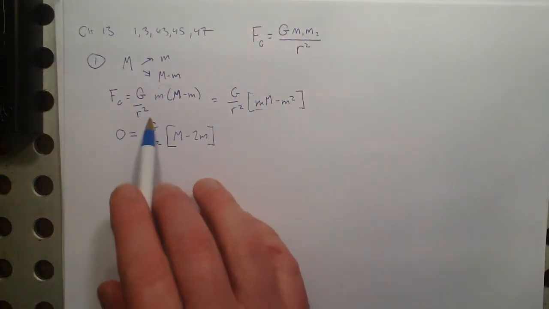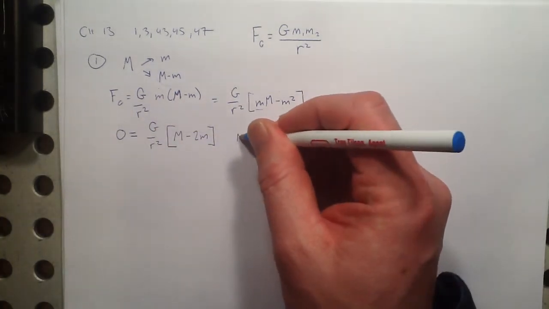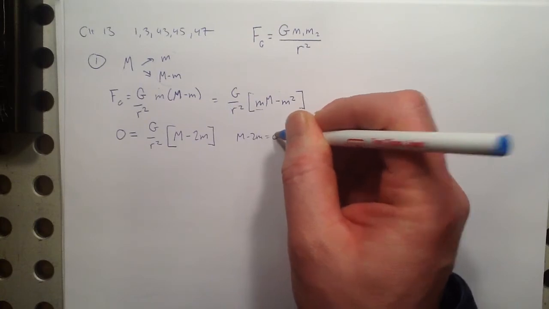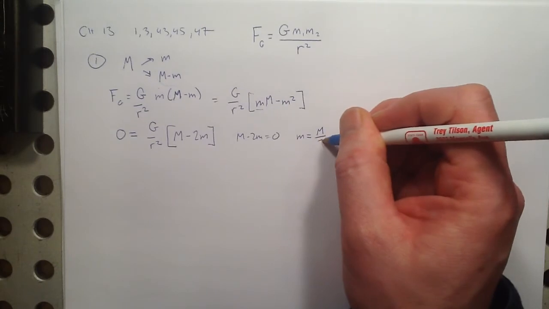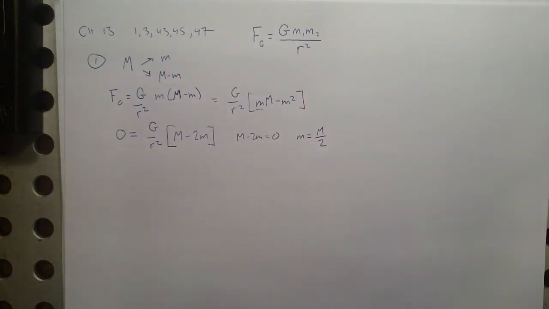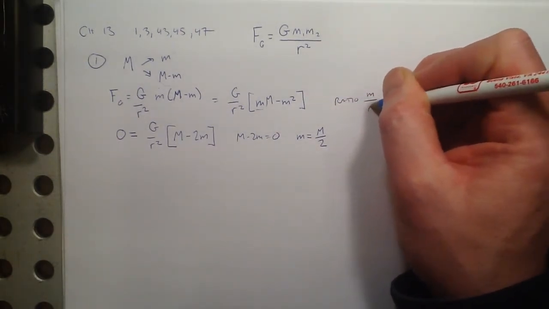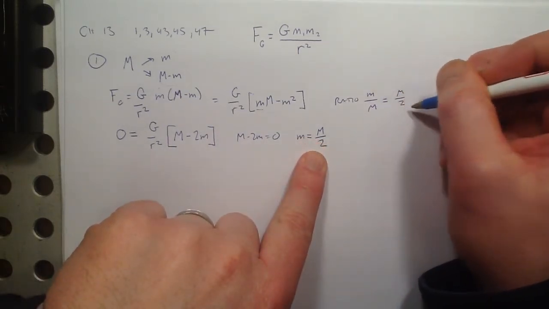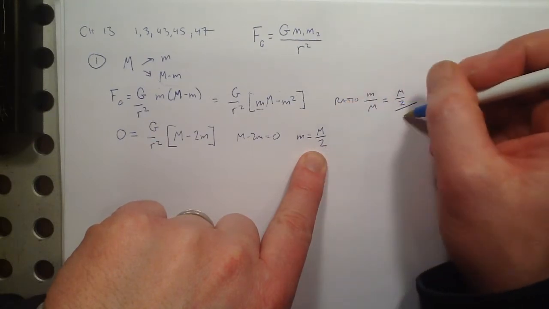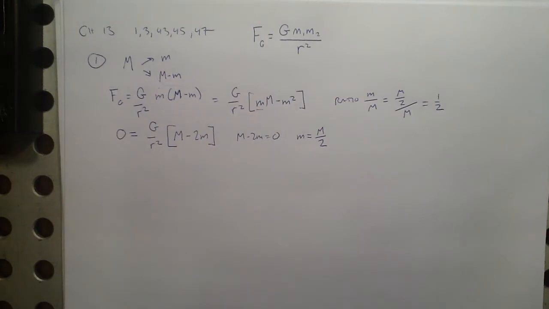And if I set that equal to 0, well, this is just a constant. That can't be equal to 0. This is the part that would have to be equal to 0. And I get that little m would have to be big M over 2. And therefore the ratio of small m over big M would be equal to M over 2 over big M. That's equal to 1/2. What does that mean?